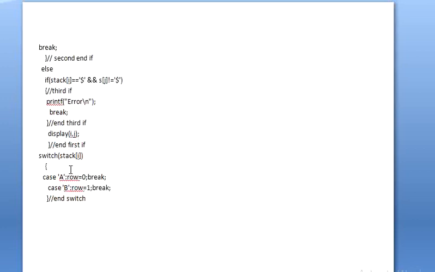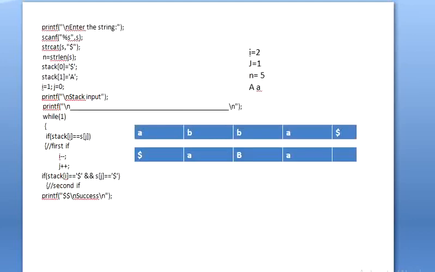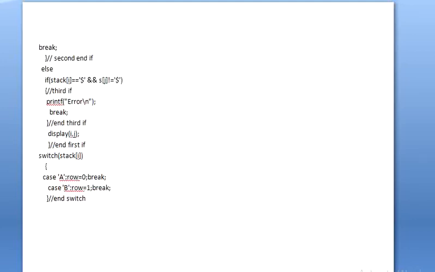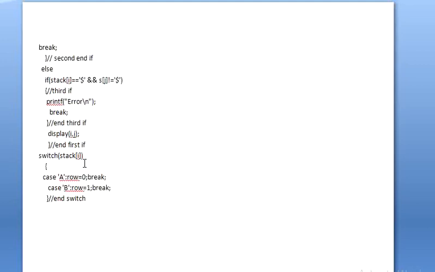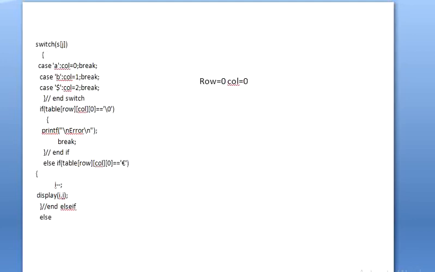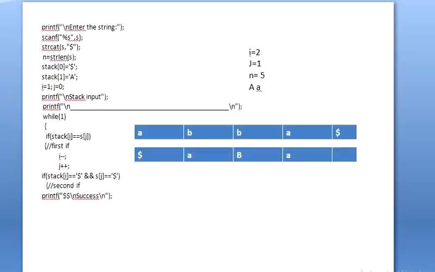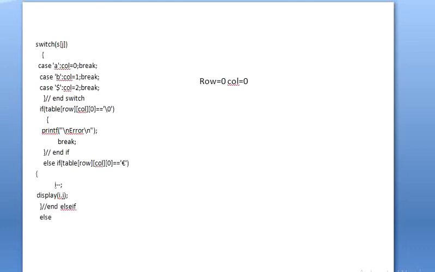Now check the condition, stack of i. So what is i now? i equal to 2, right? So if i equal to 2, here stack of 2 is capital letter B, so it is row equal to 1. And what is j? j is 1. What is s of 1? Small letter b. So row 1, column 1, because B is column 1, right? So next is row 1, column 1.